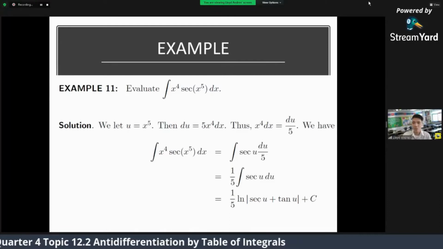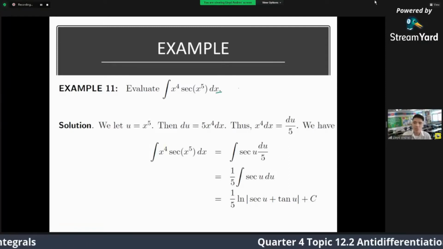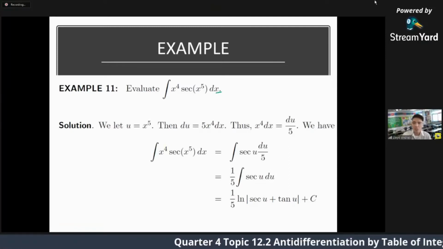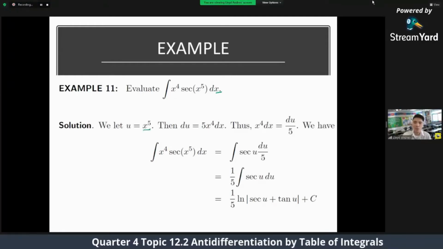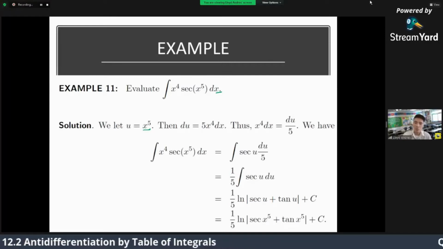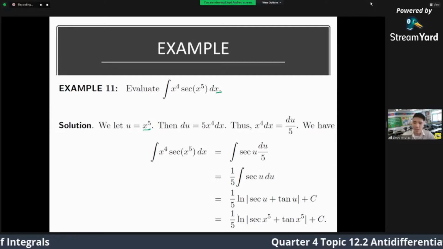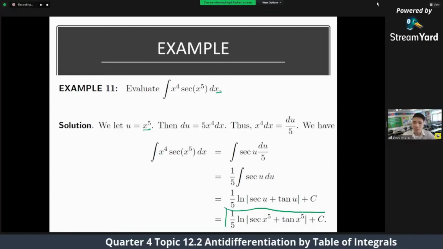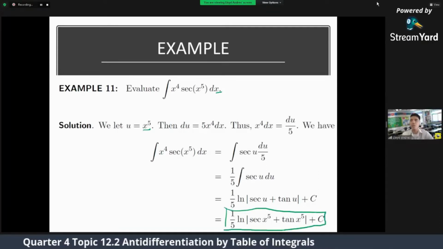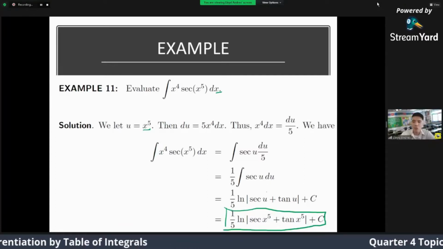Okay? So that is in terms of u, but again, our given is in terms of x. So we need to replace u with x raised to 5, based on our let. So the final answer should be 1/5 ln of the absolute value of secant x raised to 5 plus tangent x raised to 5, and again, don't forget your plus c. So that's example 11.